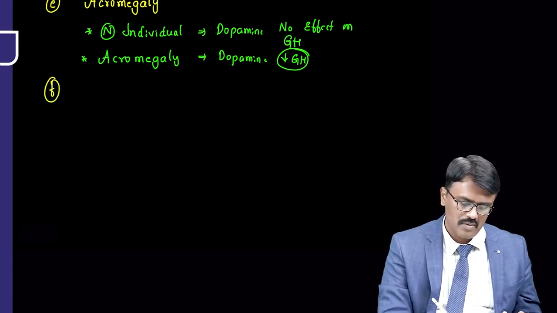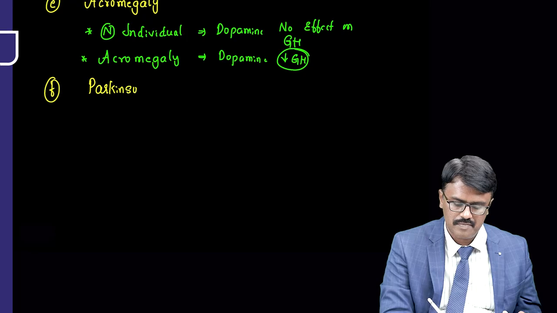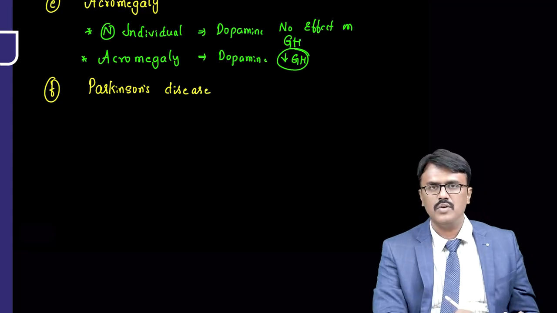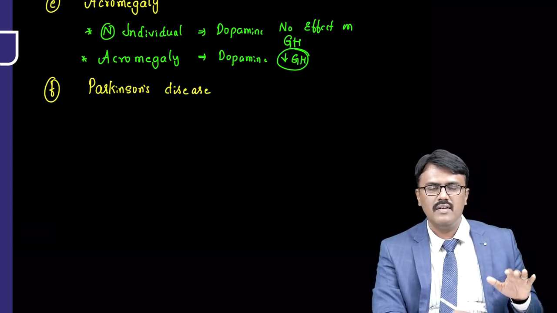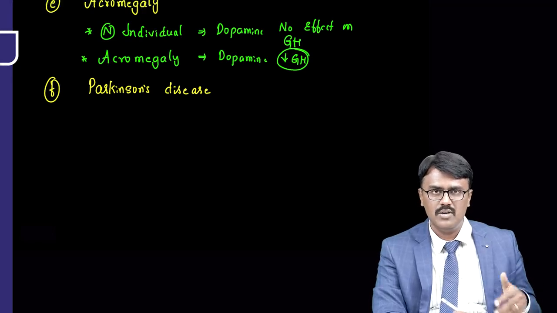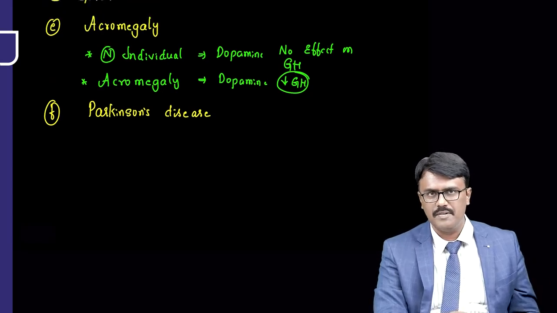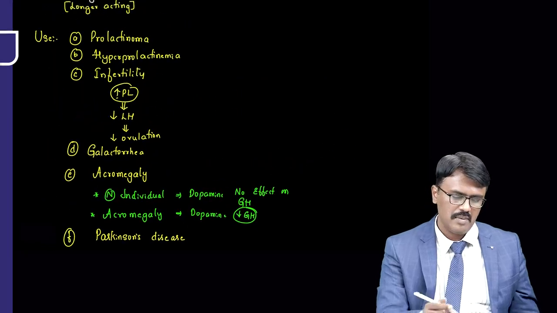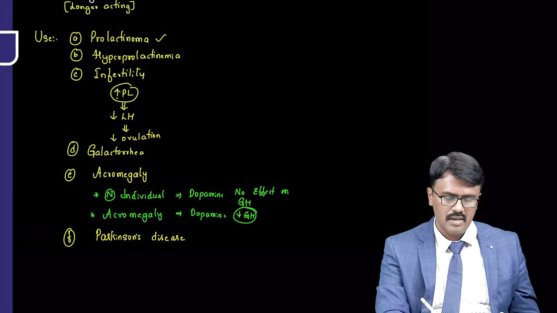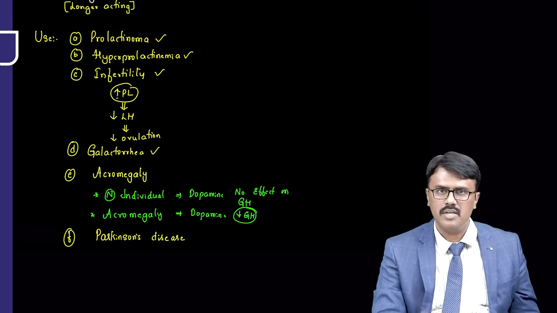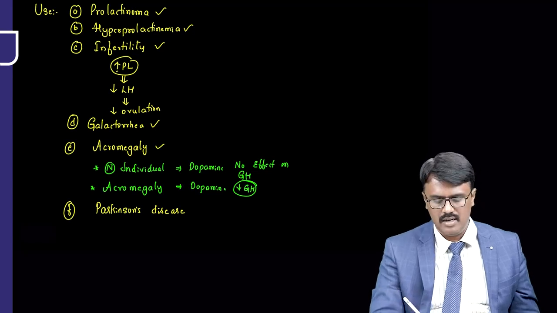Another important use is in the management of Parkinson's disease. You know that Parkinson's disease is a problem where the activity of dopamine is suppressed. So we need to increase the activity. So we use D2 agonists like bromocriptine and cabergoline. So these are the uses. Let me summarize: prolactinoma, hyperprolactinemia conditions, infertility cases due to hyperprolactinemia, galactorrhea, or when you want to stop the breast milk, acromegaly, and Parkinson's disease.